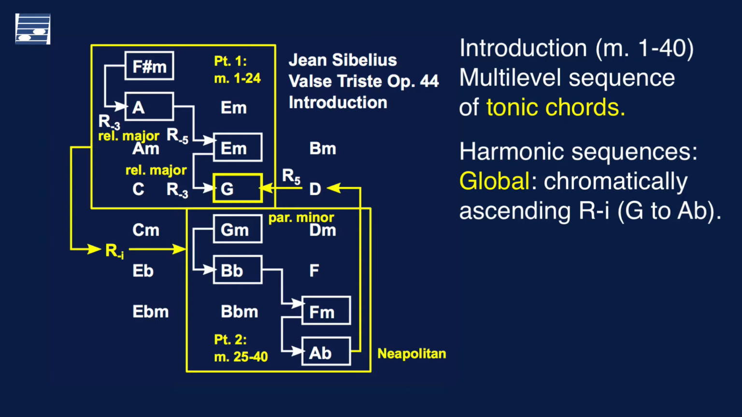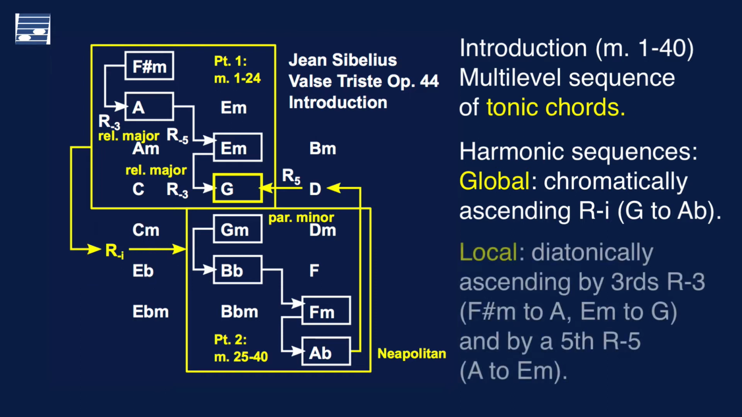We notice an upward shift of a semitone, with the target key moving from G major to A flat major. This is notated as a sequence with chromatic root cycle R-1, using somewhat modified Schillinger symbols.